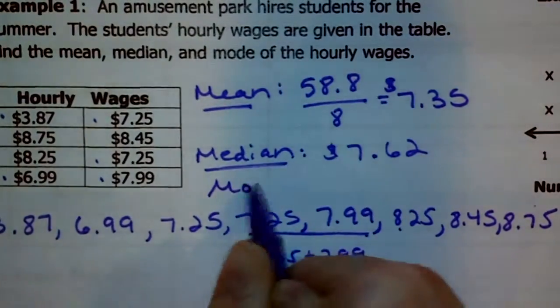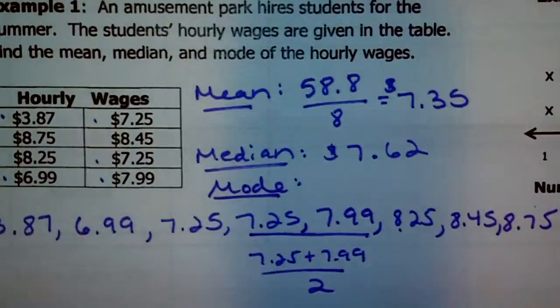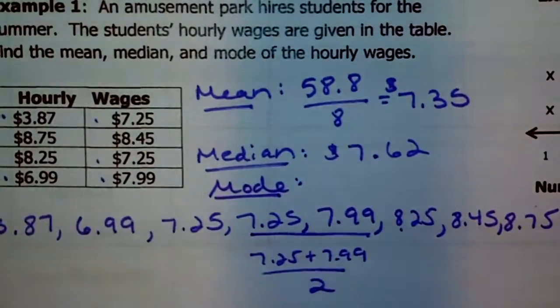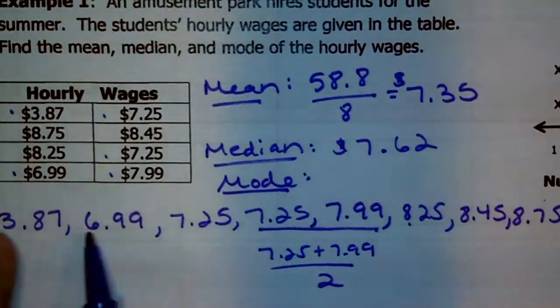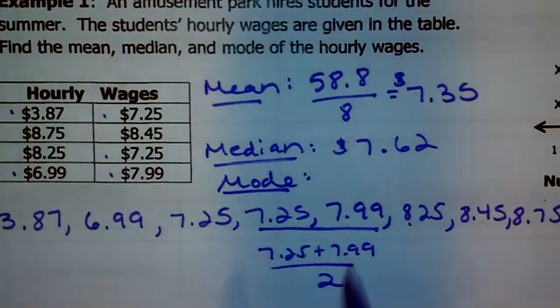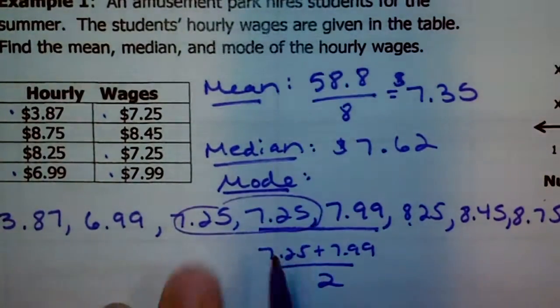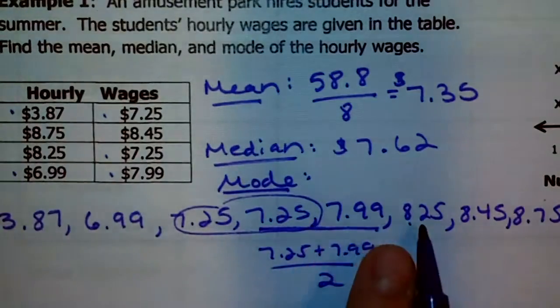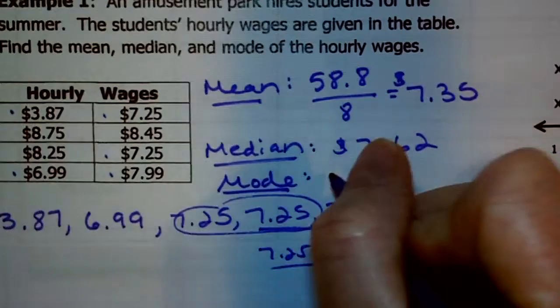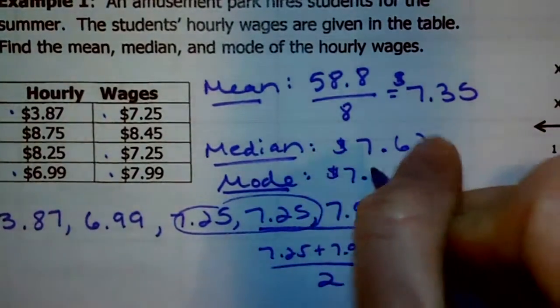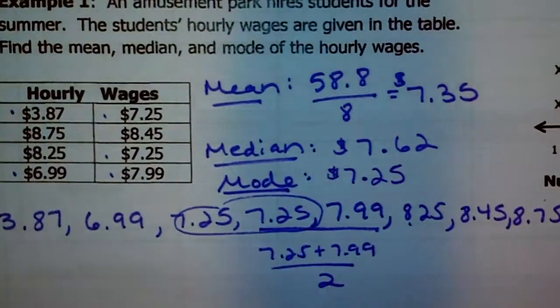The last one we need to find is the mode. I think I can squeeze that in right here. And the mode is just the data value that appears the most. So when you're looking at your data set across here, I don't have anything repeating, nothing repeating. I see that I have 7.25 twice. That happens once, once, once. So 7.25 happens twice, which is the most. So the mode would be $7.25.